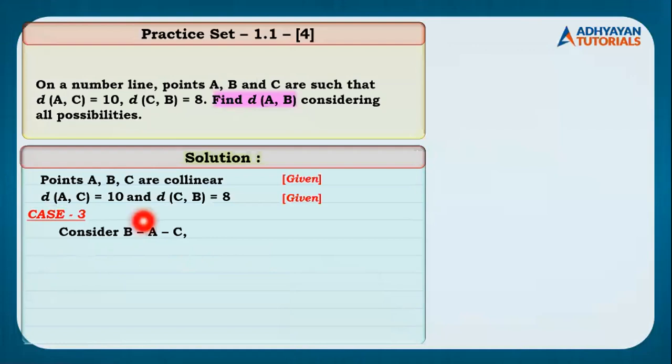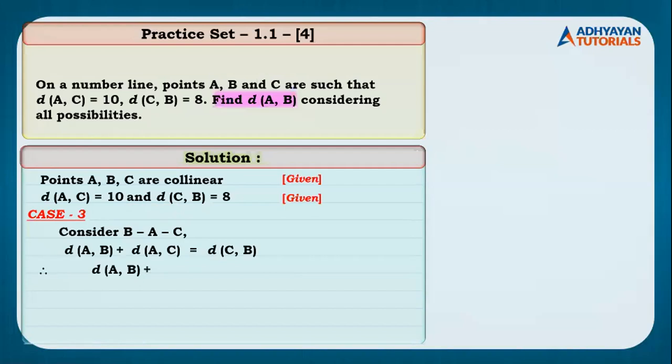So we write the equation as distance between BA, that is AB, plus distance between AC is equals to distance between BC. I hope this is clear. Now we substitute the values. Distance AB का value, we don't know it, so we keep it as it is.